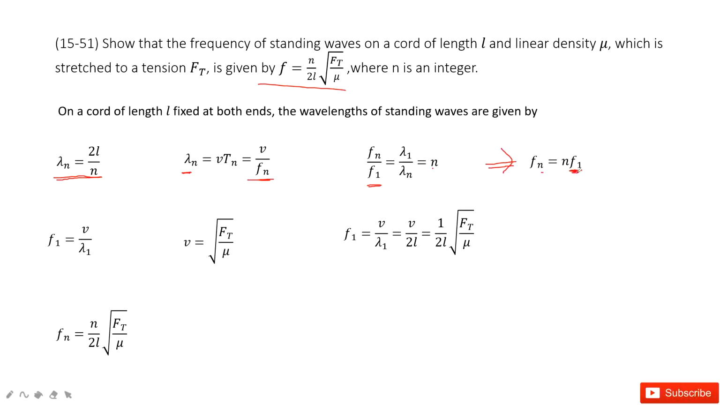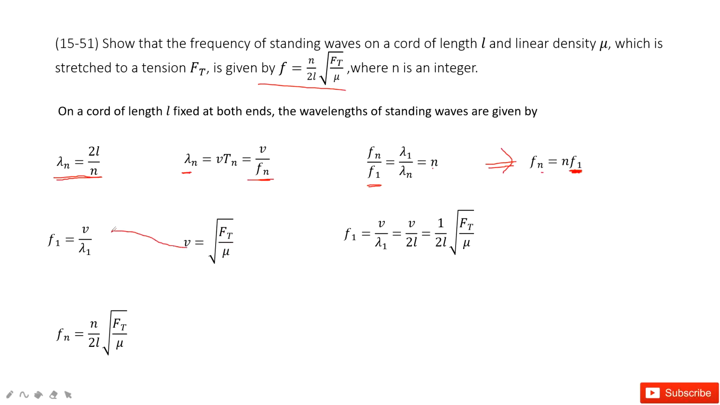So now the next step, look at F1. How can we do that? We know F1 is the velocity over lambda 1. Lambda 1 is easy, right? Lambda 1 is just 2L. Next step is to look at the V. And this one we know the tension and the linear density. So V is easy, in this function, square root of Ft/mu.